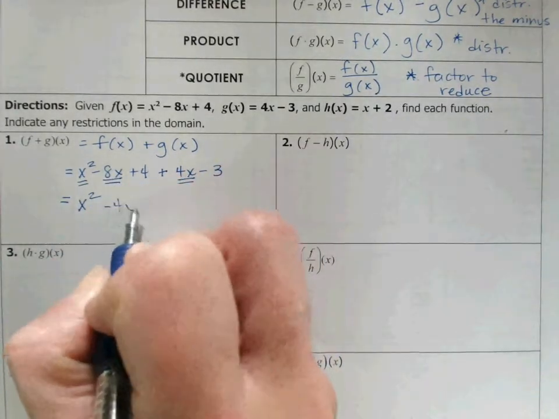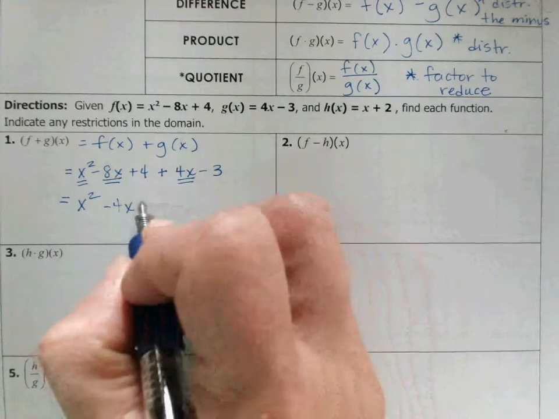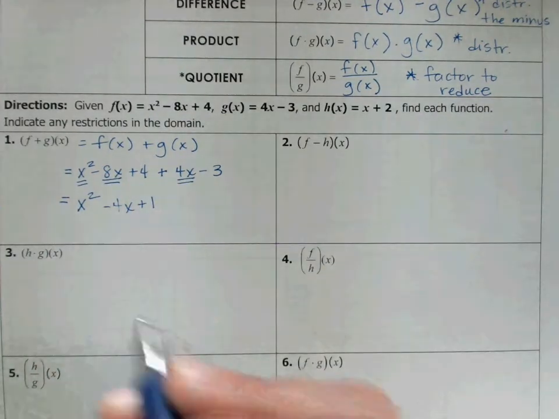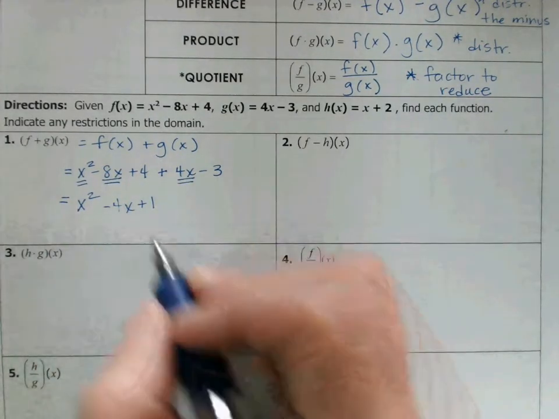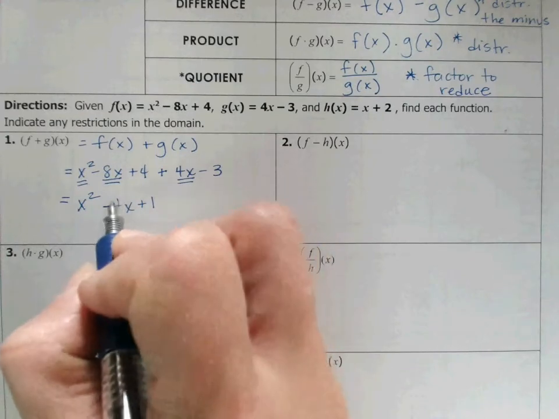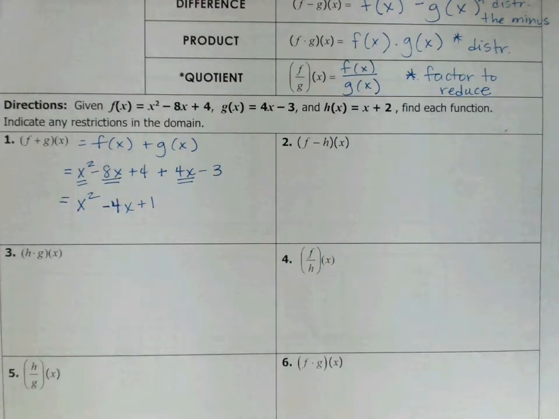Minus 4x plus 1. Boom, shakalaka. That's it. Okay? Now, it says identify any restrictions in my domain.